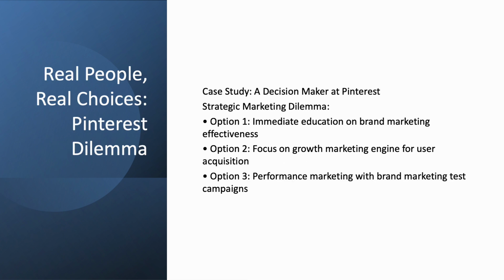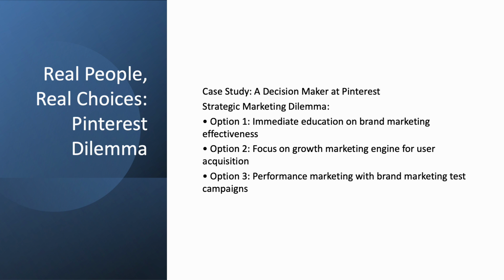Let's begin with a real-world scenario that illustrates the complexity of modern marketing decisions. Imagine you're a senior marketing executive at Pinterest, a social media platform facing intense competition from other visual platforms. Your company has experienced user defection to competitors, and you must choose among three strategic options. This decision represents a fundamental tension in contemporary marketing. Should resources be allocated to long-term brand building or short-term performance marketing?